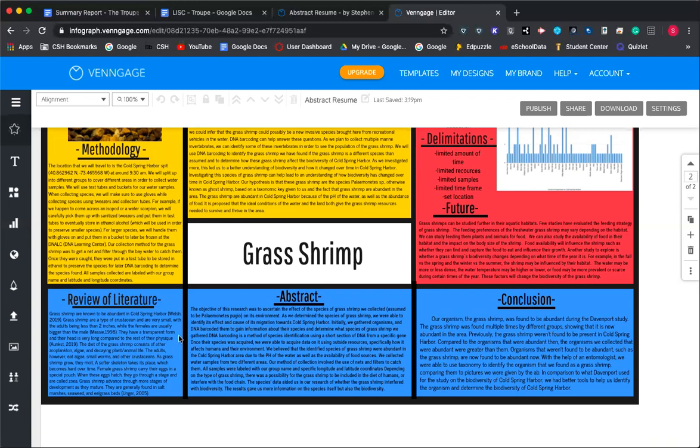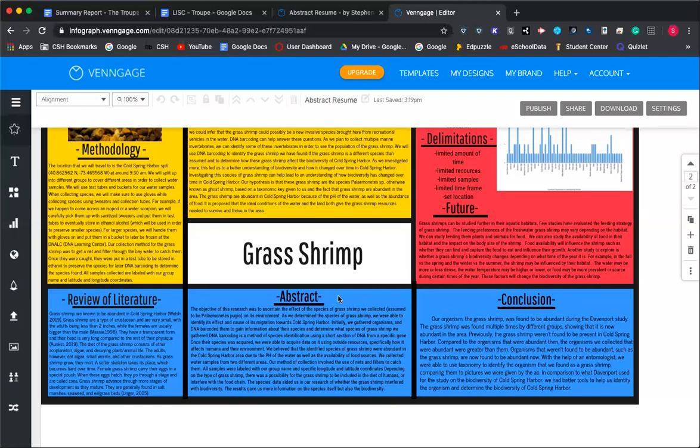As grass shrimp grow, they molt. A softer skeleton takes its place, which becomes hard over time. Female grass shrimp carry their eggs in a special pouch. When these eggs hatch, they go through a stage and are called zoea. Grass shrimp advance through more stages of development as they mature. They are generally found in saltwater marshes, seaweed, and eelgrass beds.